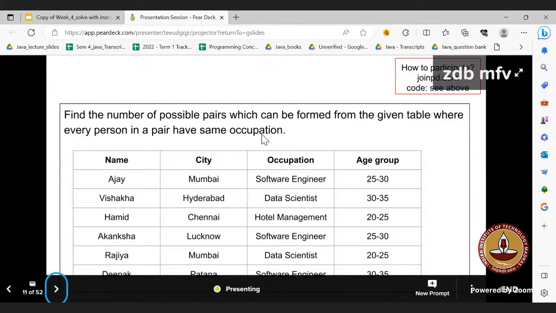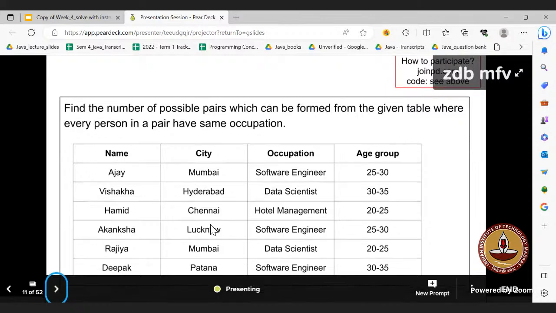According to this, you can see the number of possible pairs which can be formed from the given table where every person in the pair has the same occupation. So if Ajay and Vishaka are a pair, then their occupation should be the same. Here Ajay and Akanksha can be a pair because both their occupation is software engineer. What all pairs can we get here?